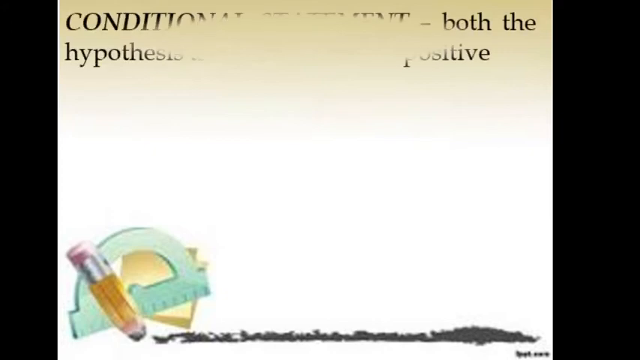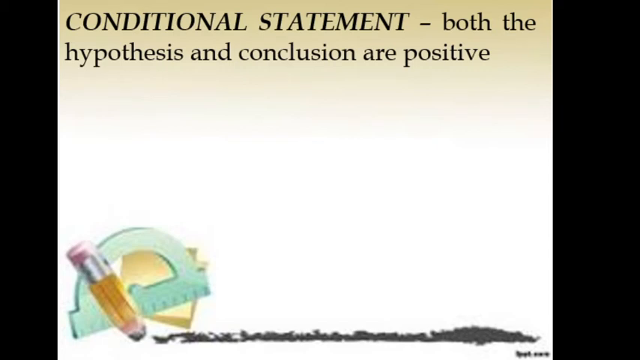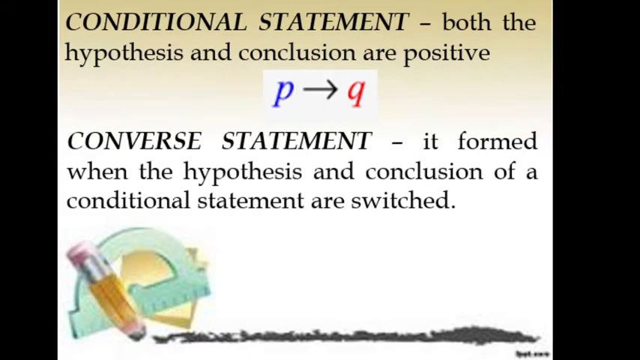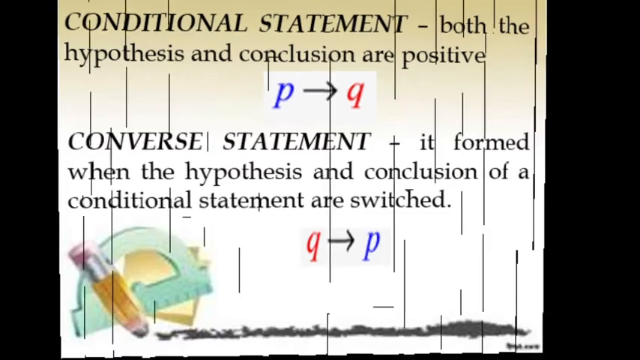So, now first, recall natin ang conditional statement. So, kapag sinabing conditional statement, both the hypothesis and conclusion are positive. So, this is the symbol that represents the conditional statement. Next is the converse statement. It is formed when the hypothesis and the conclusion of a conditional statement are switched. So, ito na nga yung kanina, sabi natin, pagpapalitin lang natin ang position, yung hypothesis and conclusion.